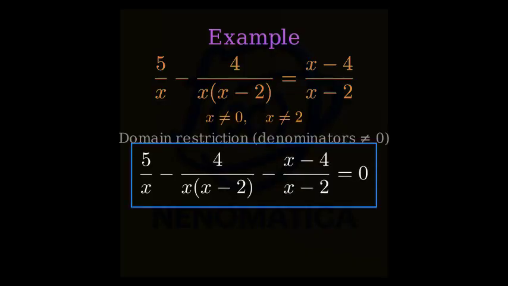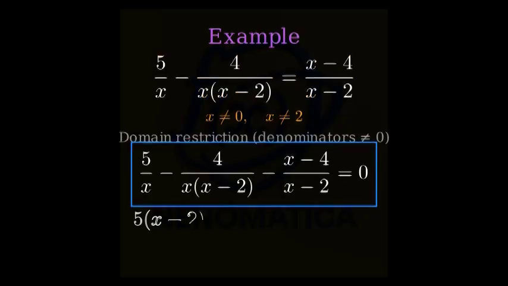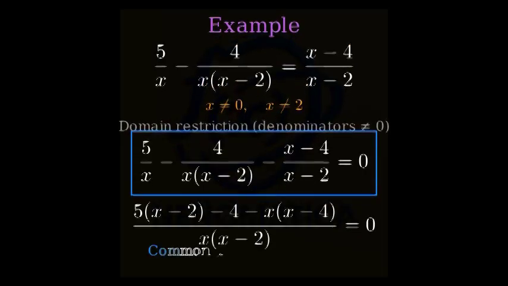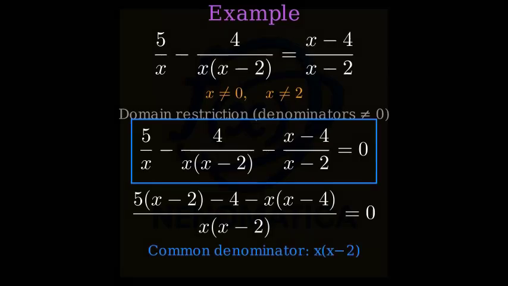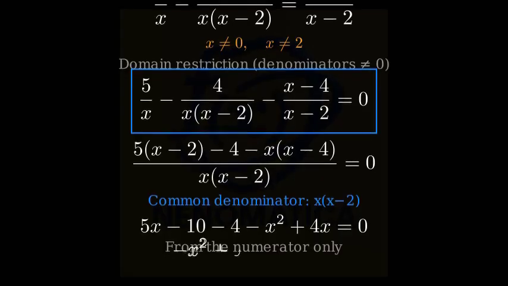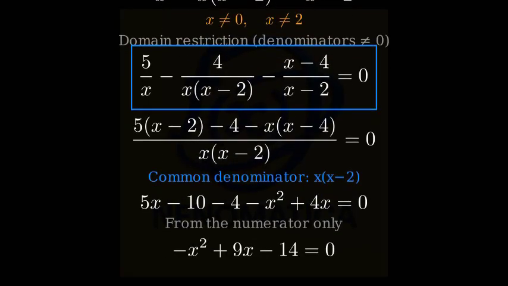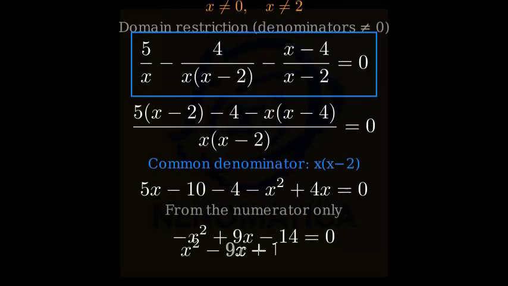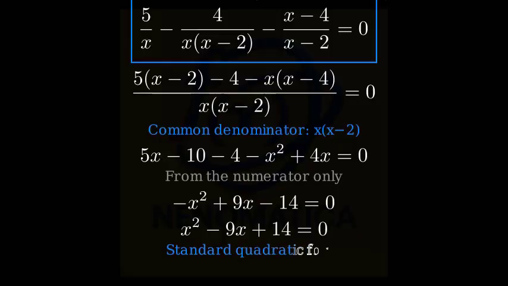Step 2. Combine the fractions using the common denominator x times (x minus 2). Step 3. Expand the numerator and collect like terms. Step 4. Combine like terms to make a single quadratic expression. Step 5. Multiply both sides by -1 to make the leading coefficient positive. Step 6. Factor the quadratic.